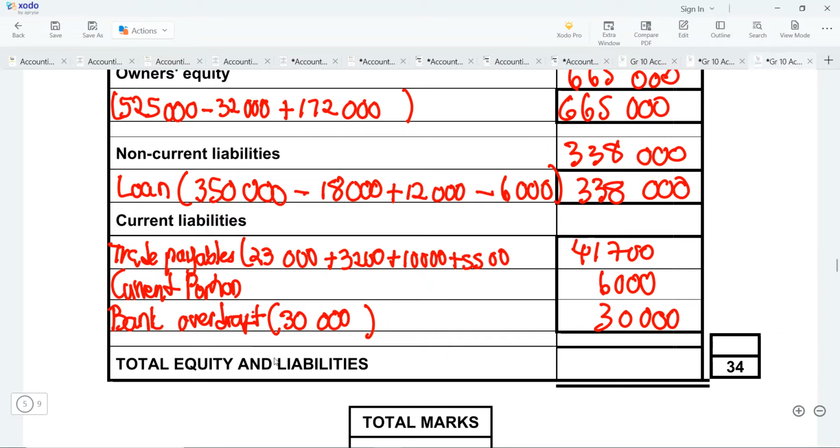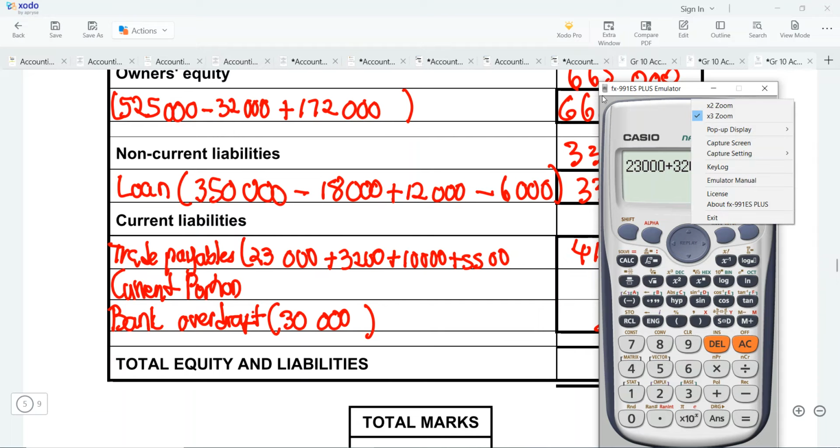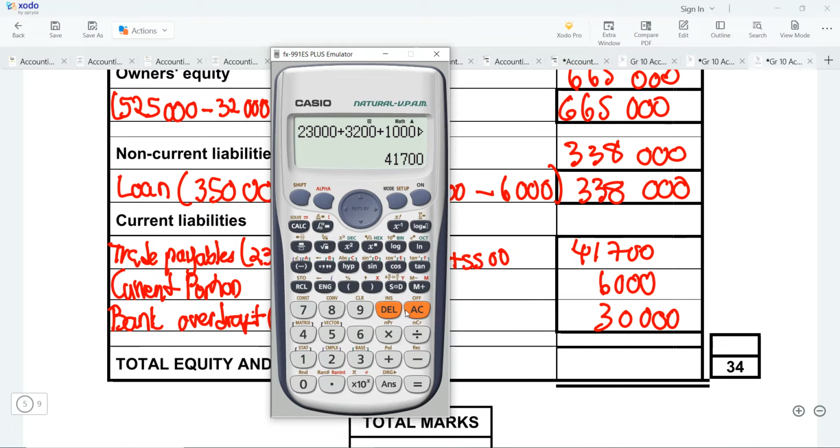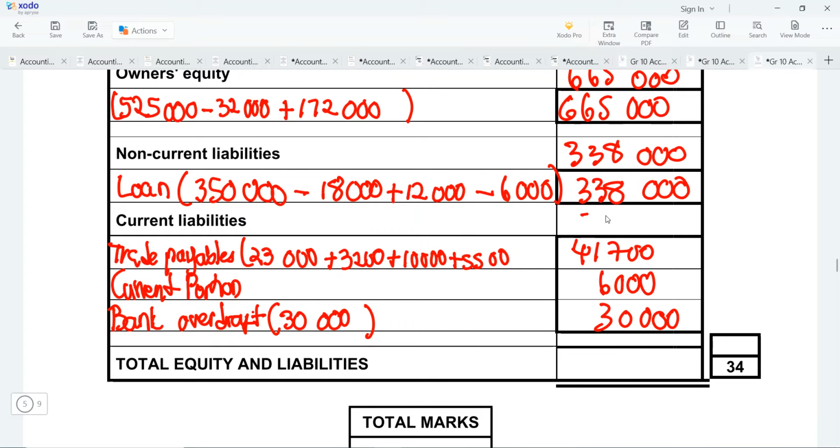So what we can do now is to add our total liabilities. I'll bring this on the side so that you can see how I'm calculating. If we say 41,700, and then we say plus 6,000, and then we also say plus 30,000, it will give us 77,700. Okay, 77,700 as the total of these.